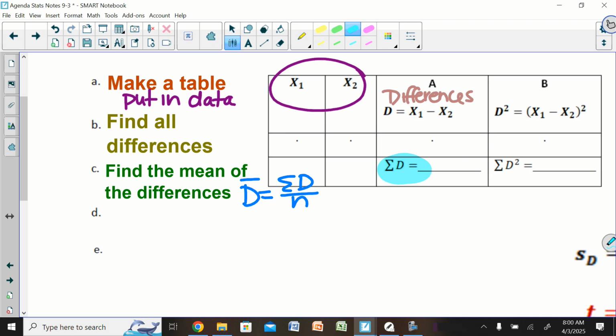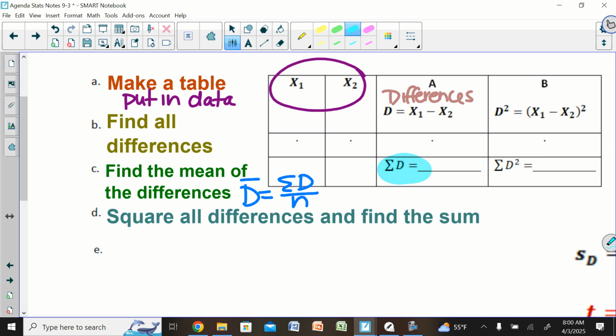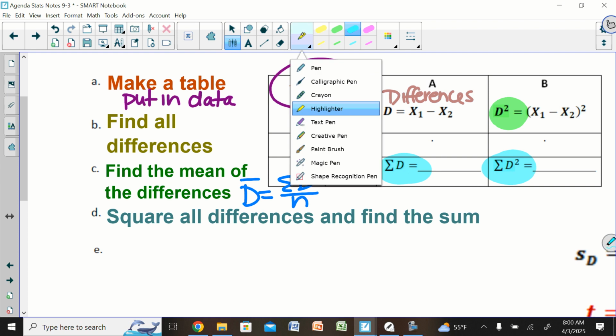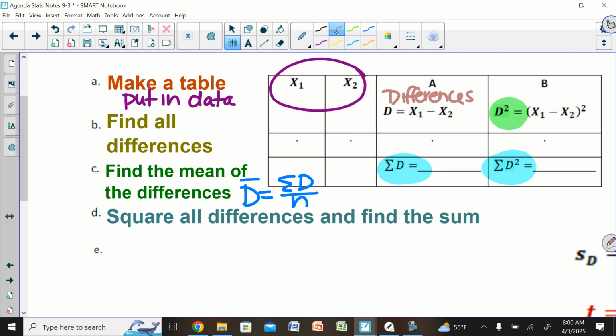D bar is a part of our formula for our t-test statistic, so we have to do that. Then we're going to square all the differences and find the sum. So over here, I've got D squared, so those are my differences squared. And then I'm going to add those guys all up because I'm going to need the sum of my D squared. When you square any value, it's always going to end up being positive, so all of your values in your D squared are going to be positive values.